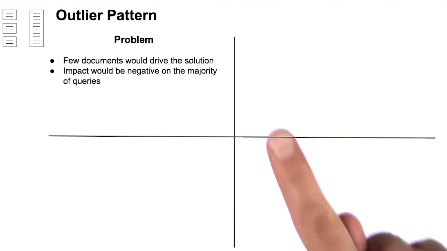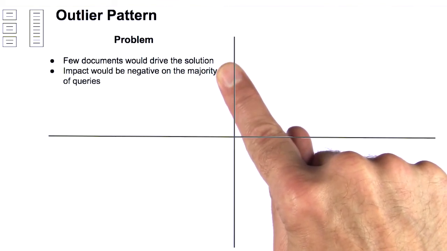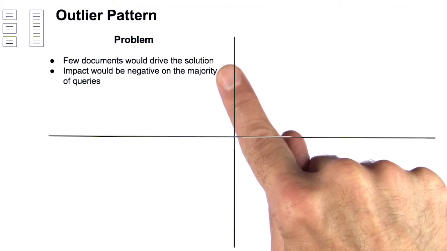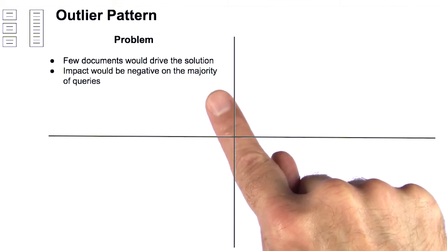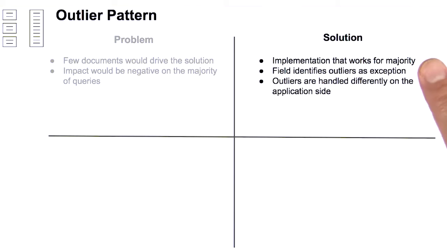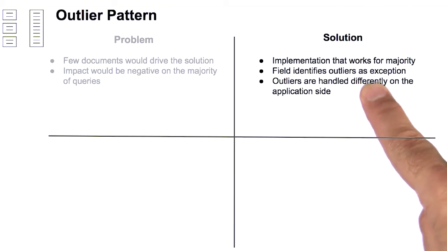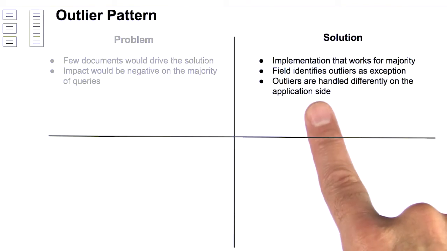The danger with outliers is that they could drive developers to implement a solution that is suboptimal for 99.99% of use cases, just to accommodate the outlier. Implementing a solution like this will unnecessarily harm the majority of queries. Do not be afraid of implementing a design that works well for the vast majority of use cases, and then identifies these outliers as exceptions. The application can then be instructed to handle just these outliers differently.